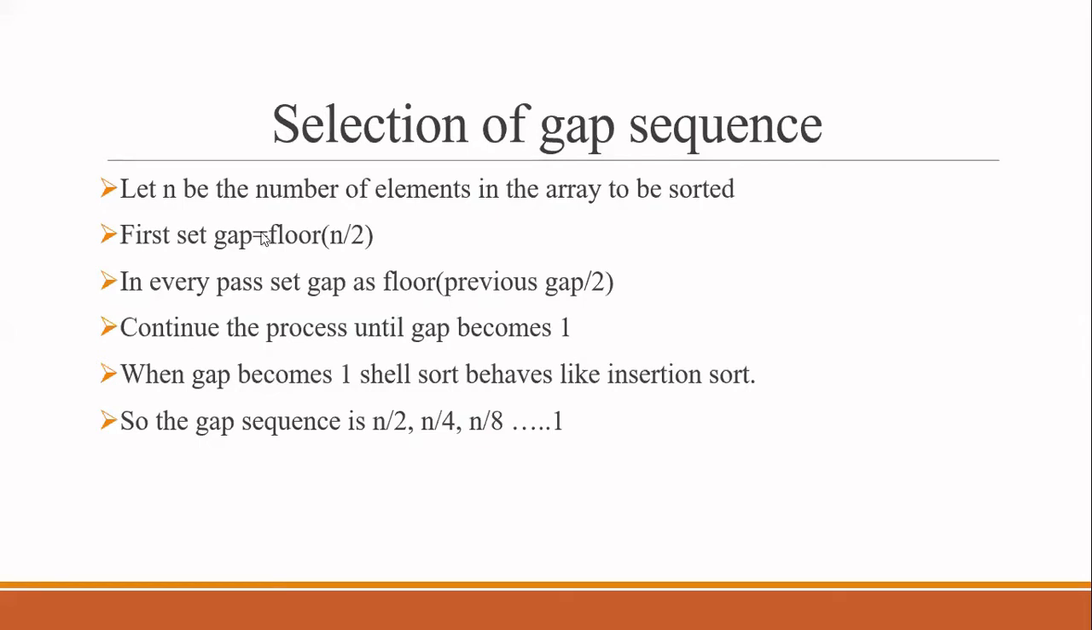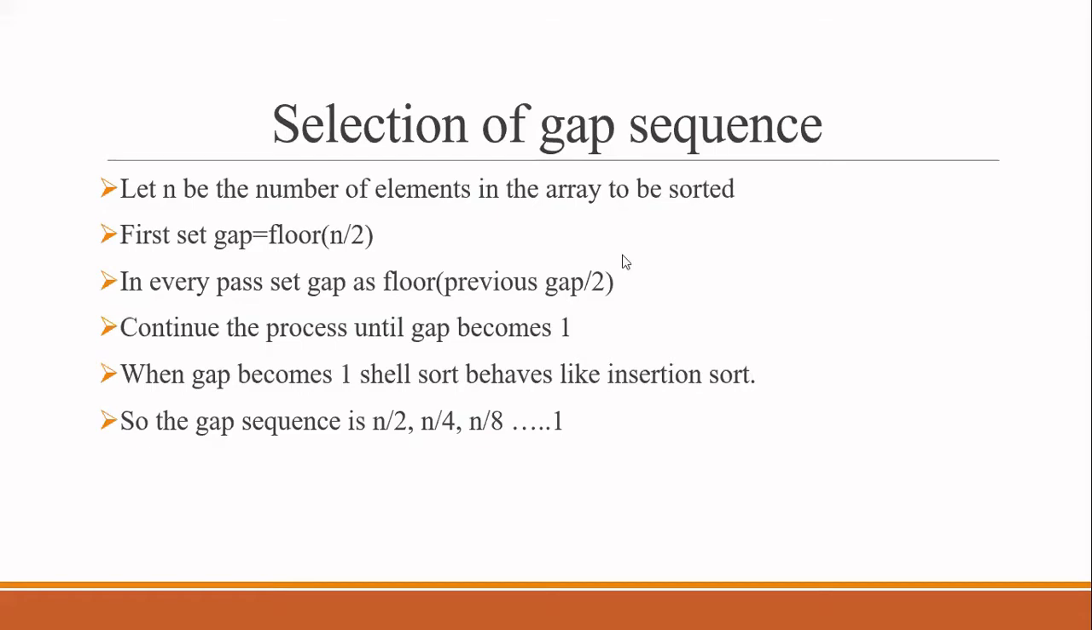You will continue this process until the gap becomes 1. If the gap is greater than or equal to 1, you will continue. At one particular stage, the gap will become 0, and when it becomes 0, you will stop the process. If the gap is 1, this is a special case. Sometimes if your gap is 1, shell sort will behave like insertion sort. The meaning of gap equal to 1 is that every element is compared with only the preceding element, and that is nothing but insertion sort. That's why we say shell sort is a generalization of insertion sort.